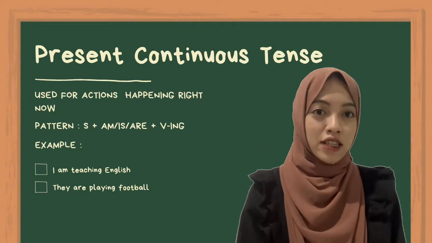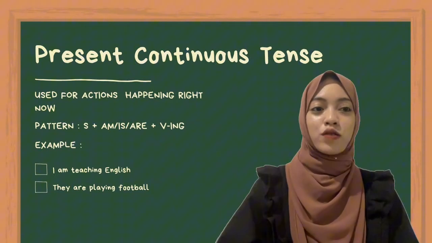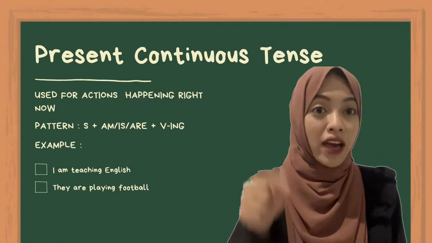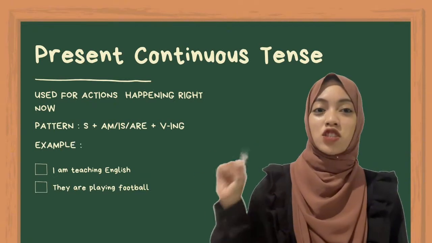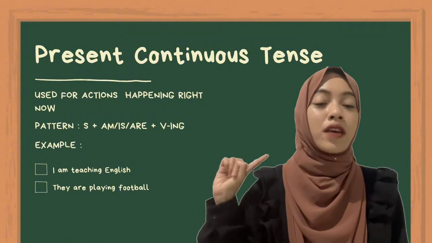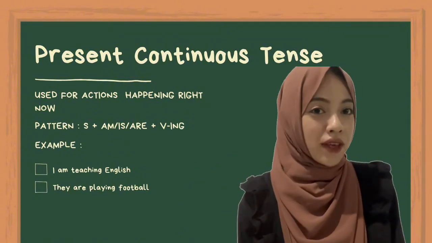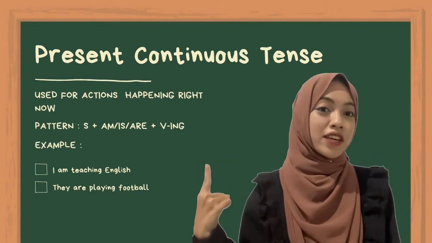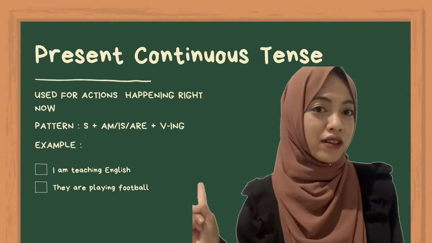In continuous tenses, we have three too. The first is present continuous tense. This tense is used for actions happening right now, okay? The pattern is subject plus to be, and the to be is am, is, or are, plus verb plus ing. For example, I am teaching English. And they are playing football.